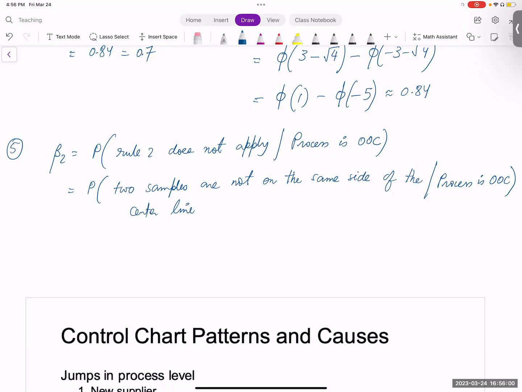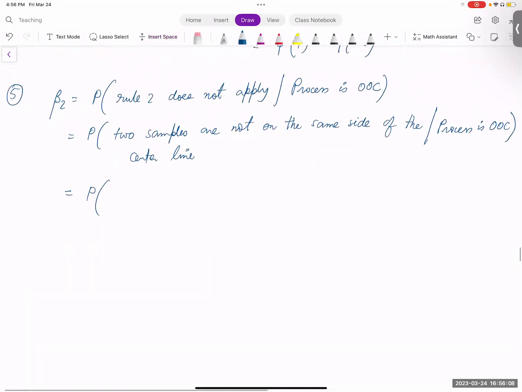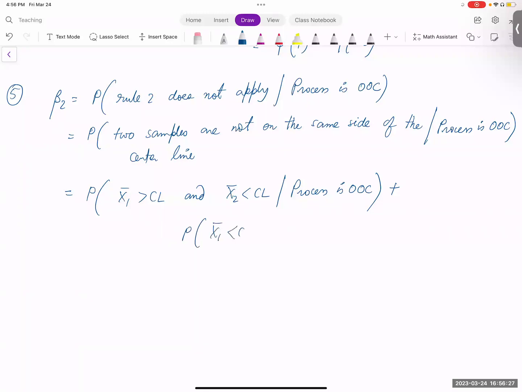So we basically say here, this is equal to the probability two samples are not on the same side, which means one is above, the other one is below. So let's say X1 bar is above CL and X2 bar is less than CL, given the process is out of control. And the other possibility is plus the probability X1 bar is less than CL and X2 bar is greater than CL, given the process is out of control.